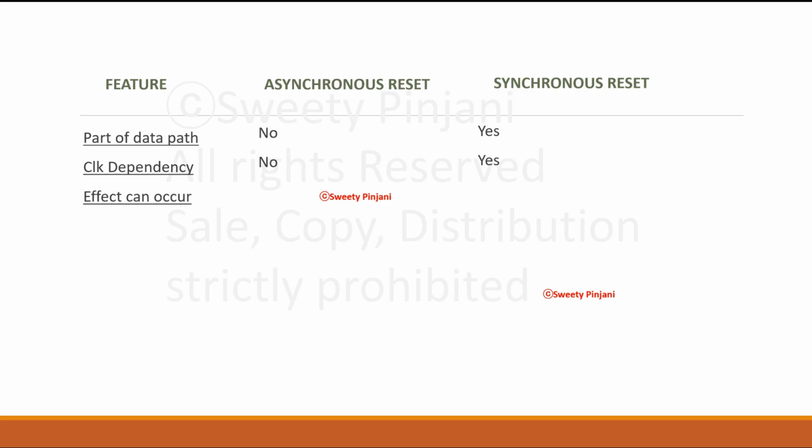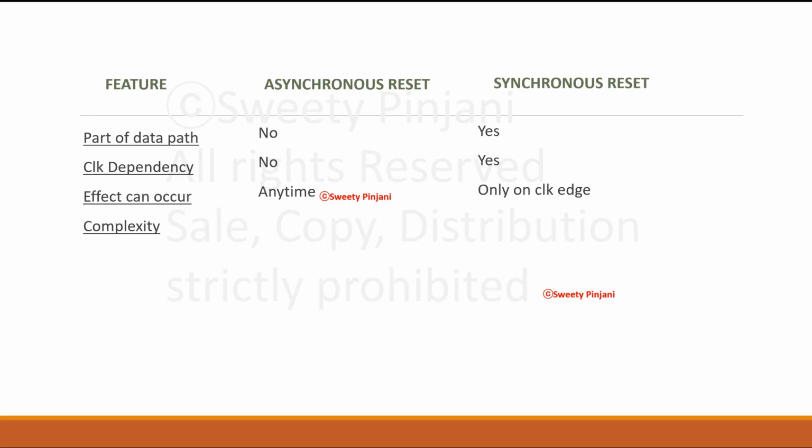When does the effect of reset occur? In case of asynchronous reset, since it is not dependent on the clock, the effect can occur anytime. In case of synchronous reset, since the reset depends on the clock, it has to occur only on the clock edge. Now, depending on if it's positive edge triggered or negative edge triggered, it can be a positive edge or negative edge. That's when the effect of synchronous reset will occur.